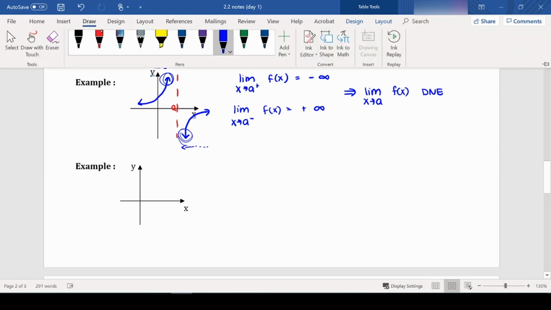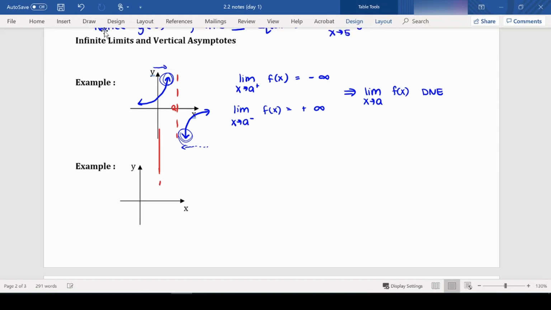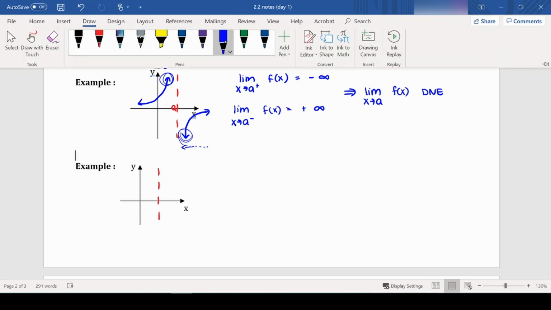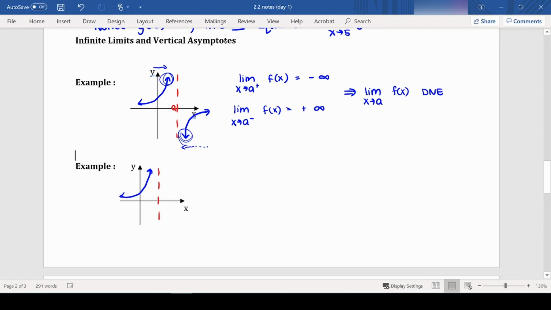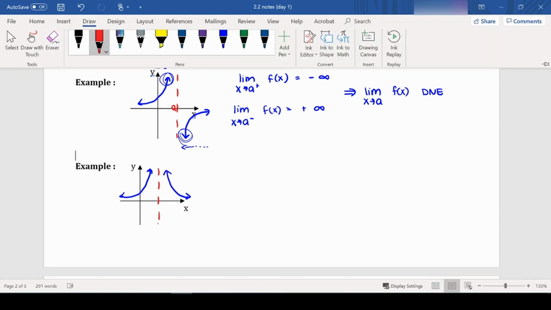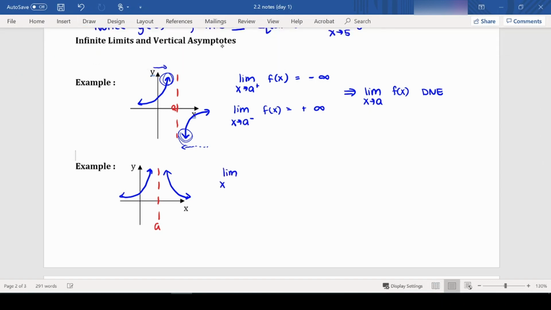Now, the other situation you might see, some problems with our touch screen here, is the two L-shaped things could go in the same direction. Okay, so again, I'm going to say this is some x value a. So here, if I have the limit as x approaches a from the right of f of x, this would be infinity. The limit as x approaches a from the left of f of x would also be infinity, and therefore our limit as x approaches a of f of x would be infinity.